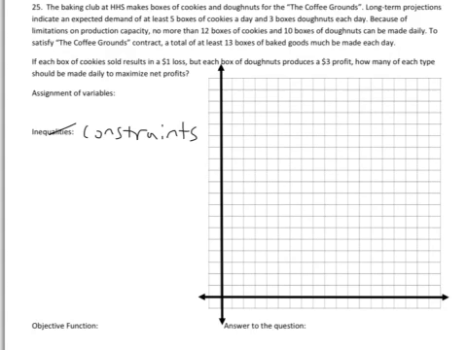It says the baking club at HHS makes boxes of cookies and donuts for the coffee grounds. Long-term projections indicate an expected demand of at least 5 boxes of cookies a day and 3 boxes of donuts each day. Because of limitations on production capacity, no more than 12 boxes of cookies and 10 boxes of donuts can be made daily. To satisfy the coffee grounds contract, a total of at least 13 boxes of baked goods must be made each day. If each box of cookies sold results in a $1 loss, but each box of donuts produces a $3 profit, how many of each type should be made daily to maximize net profits?